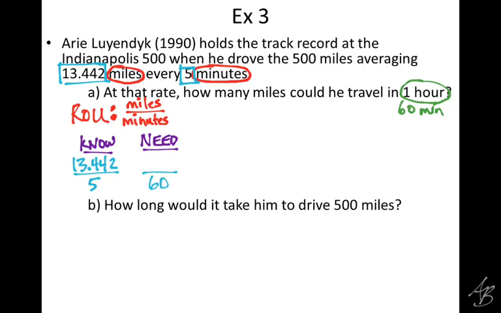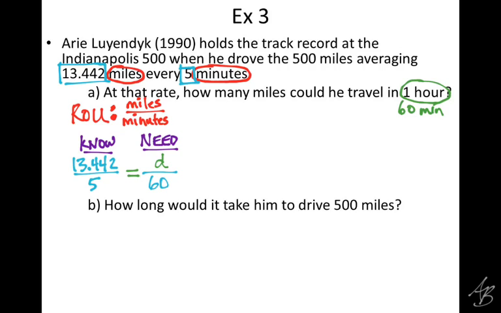Why did I put it on the bottom? Because that's where we have minutes in the ratio of units. And then on top we're going to have a variable that we don't know. We're trying to figure out how far he went during that time, so I'm going to use D for distance. You can use M for miles, but the thing I don't like about M in this problem is that it could be minutes also. So I'm going to use D for distance.